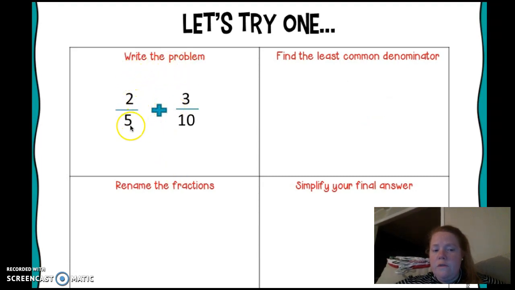So if we were doing 2/5 plus 3/10. We wrote our problem. Let's go ahead and take a peek at the problem. Do we see some things we know that are similar? Let's move to step 2. I'm noticing two things right away that are similar. What do you know about 5 and 10?